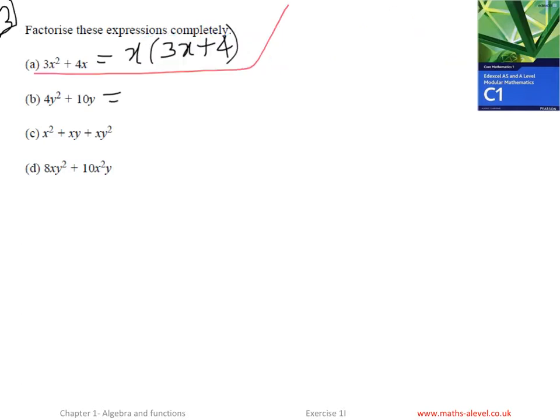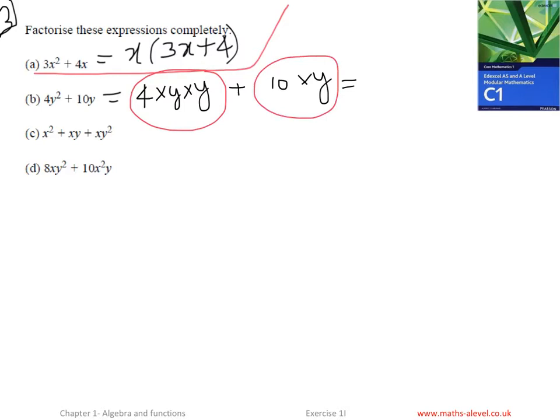Similarly for the second one, 4y square, I can write 4y square as 4 times y plus 10 times y. So the common factor between these two is y. So y is common between here and here.